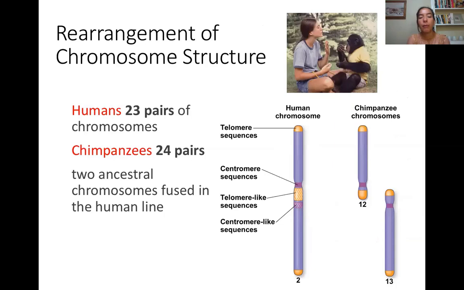Now, one example of rearrangement of chromosome structures has been hypothesized to happen in humans. Humans have 23 pairs of chromosomes. So we have 23 chromosomes in haploid conditions in our gametes. And chimpanzees have 24, right? So 2 ancestral chromosomes got fused in the human line. That's the idea. So let's take a look at human chromosome number 2. And just think that the numbers of the chromosomes are assigned randomly in humans and randomly in chimpanzees.